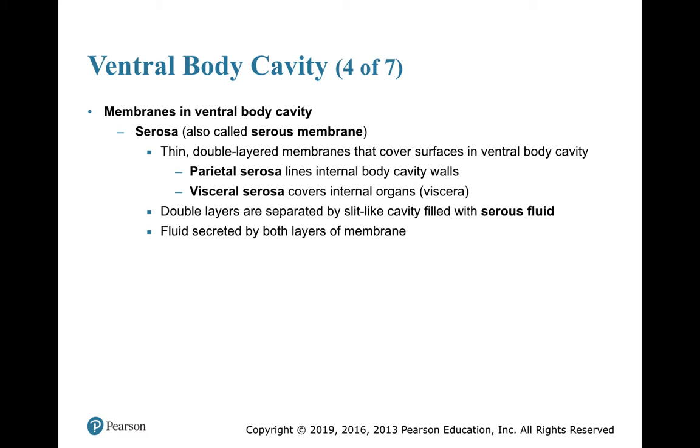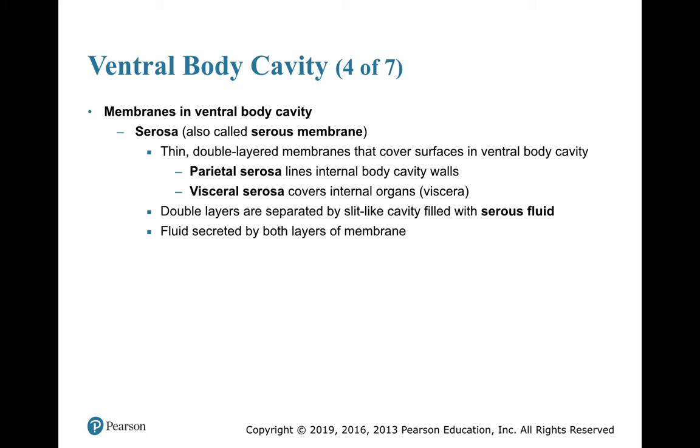The ventral body cavity contains membranes, including serosa, which is a serous membrane. It's a thin, double-layered membrane that covers the surface in the ventral cavity. We'll also talk about this serosa surrounding individual organs. The parietal serosa will line internal body cavity walls, and the visceral serosa covers the internal organ itself, the viscera. So the parietal is further out, the visceral is closer to the organ.